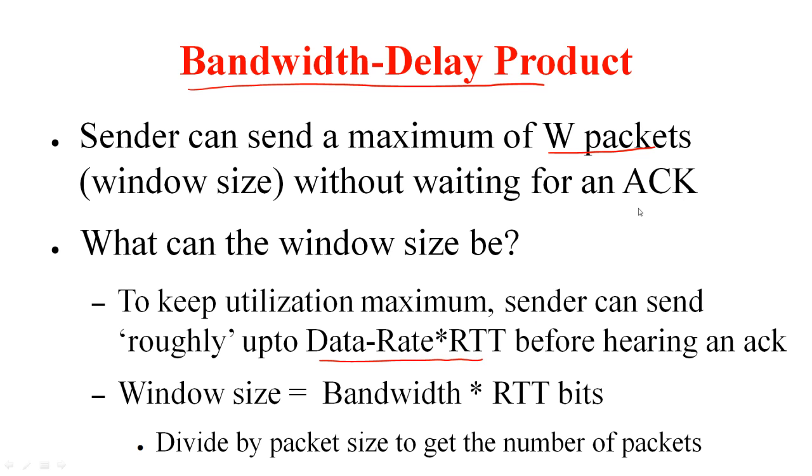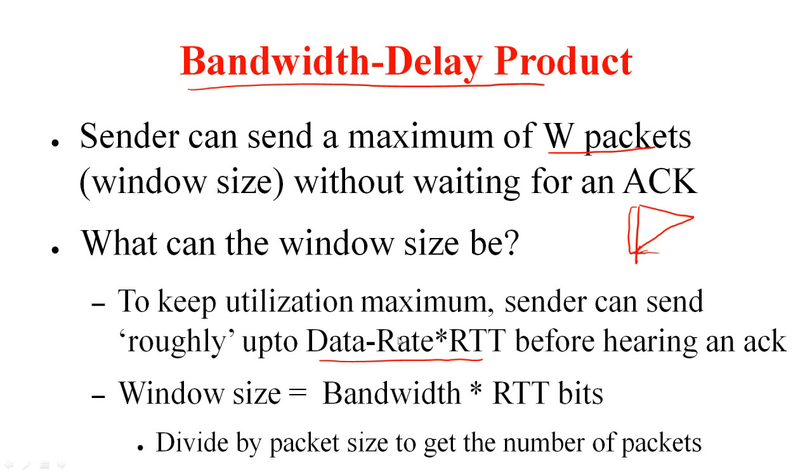Why? Because of the following reason. You're sending a packet, and you're going to get the ACK back after some time. During this time, you want to keep the link busy. And how many bits can you send during this time? That is nothing but the data rate times the round trip time. Once you get an acknowledgement which says some previous packet has been removed, then you are at a state of equilibrium. You can now put an additional packet.